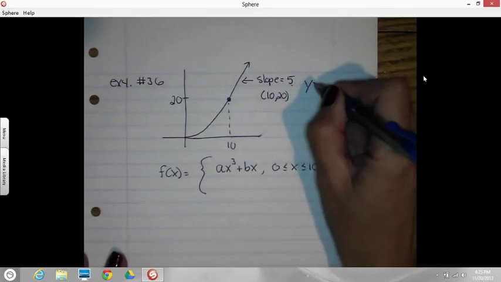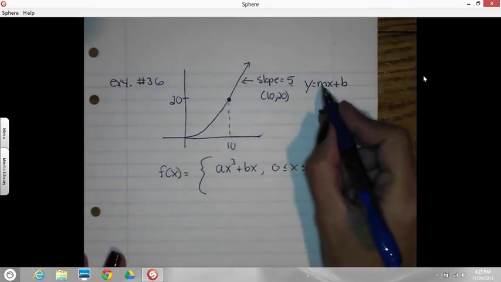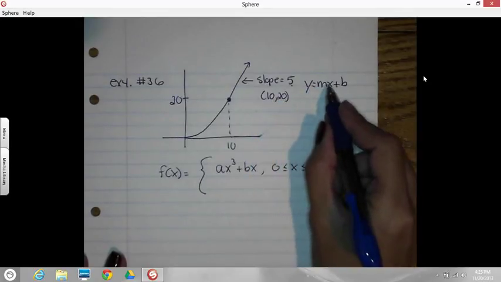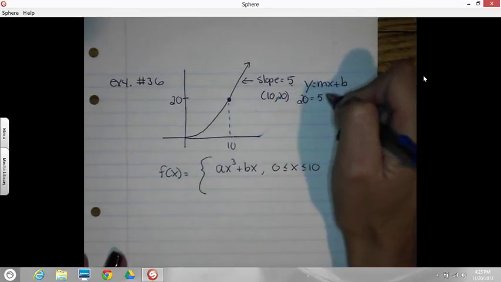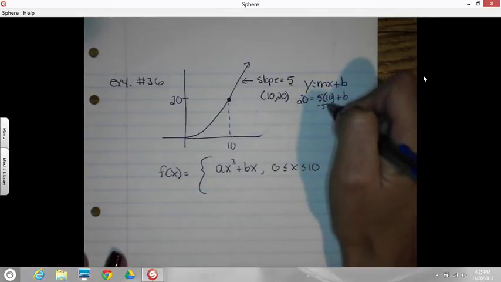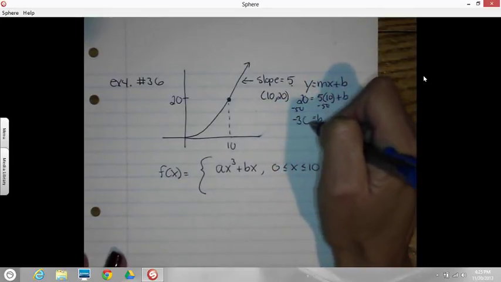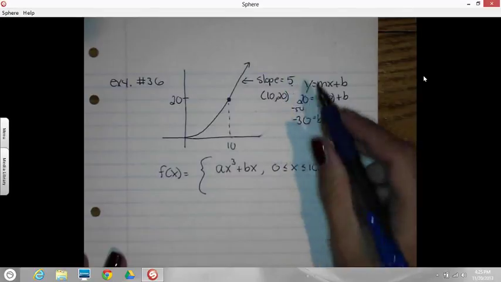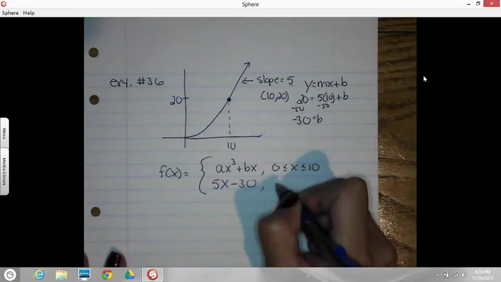To write the equation, you need to know the slope and the y-intercept. Well, we know the slope's 5, we're just missing the y-intercept. We can find the y-intercept by plugging in the x and the y for these values. So the y is 20, the slope was given as 5, and the x is 10. So if that's 50, if I subtract 50, b is going to equal a negative 30. So now the equation of the line is going to be 5x minus 30 when x is greater than 10.